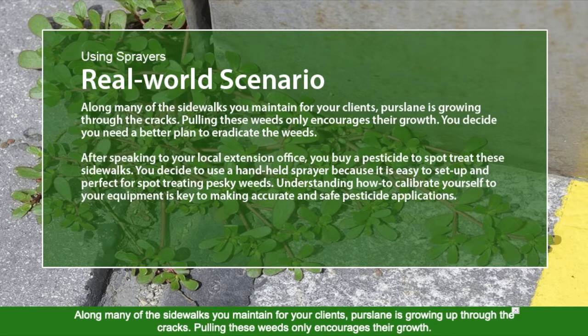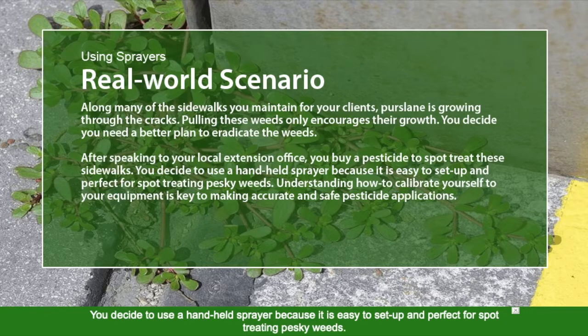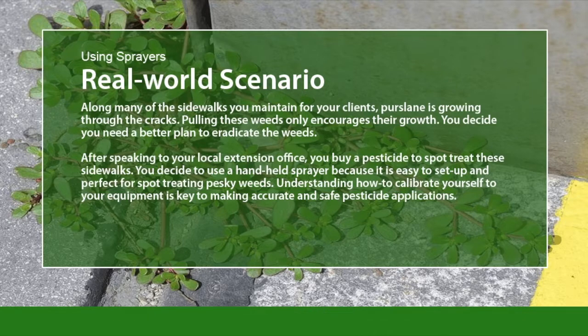Along many of the sidewalks you maintain for your clients, purslane is growing up through the cracks. Pulling these weeds only encourages their growth. You decide you need a better plan to eradicate the weeds. After speaking to your local extension office, you buy a pesticide to spot treat these sidewalks. You decide to use a handheld sprayer because it is easy to set up and perfect for spot treating pesky weeds. Understanding how to calibrate yourself to your equipment is key to making accurate and safe pesticide applications.